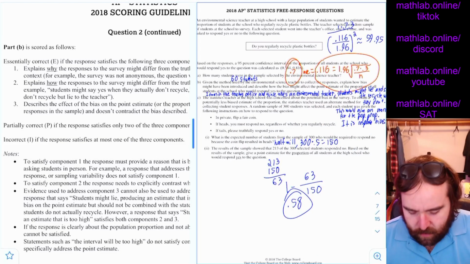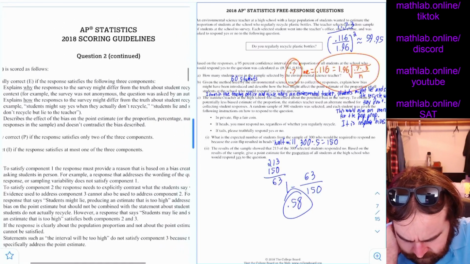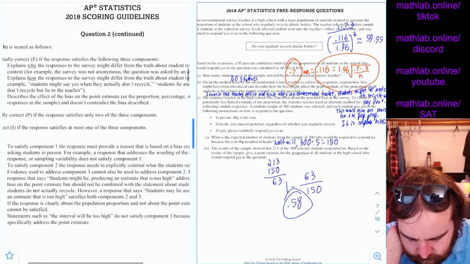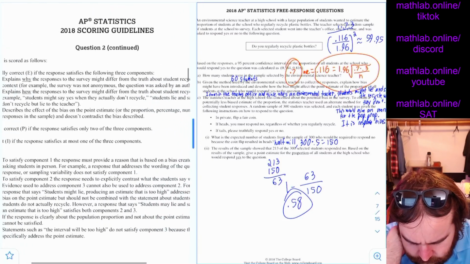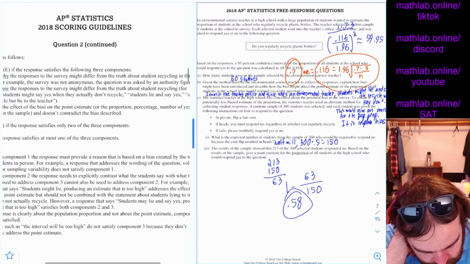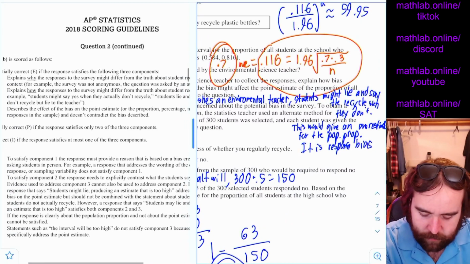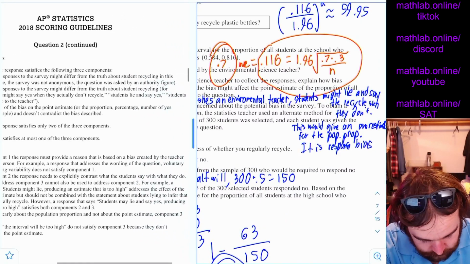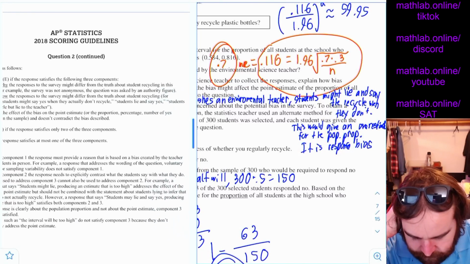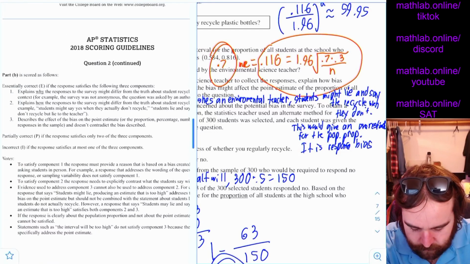Okay. Explains why the responses to the survey might differ from the truth about students in recycling in context. For example, the survey was not anonymous. That's all I had to do. Okay. So I definitely did that. Explains how the response to the survey might differ from the truth. Oh, I know. I said that. Students might lie and say they recycle when they don't, and then describe how this will affect it. It'll go up on the population proportion. Oh, overestimate for the population proportion. Yes, so it gives you a higher sample proportion, but an overestimate for the population proportion.